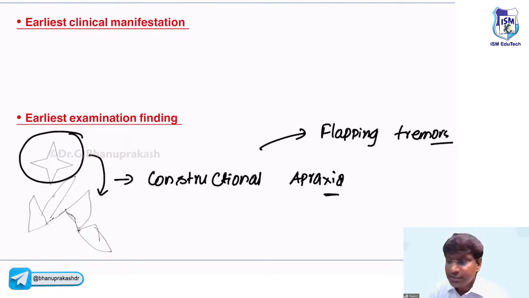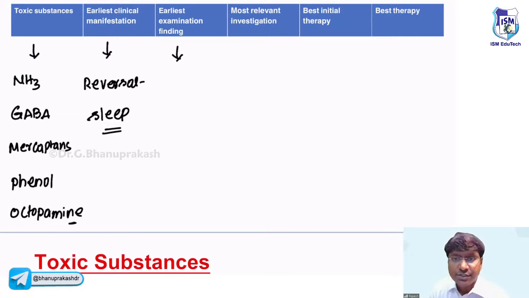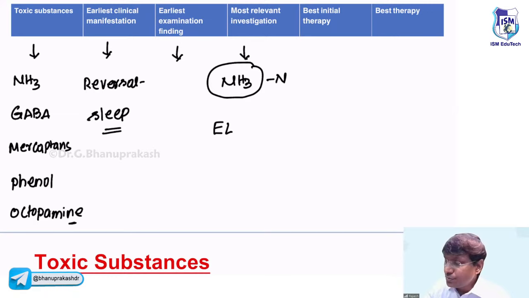And next, what is the most relevant investigation in patients with hepatic encephalopathy? It is your ammonia levels, right? If the serum ammonia levels are normal but you still suspect hepatic encephalopathy, then you need to do the EEG, that is electroencephalograph. That is another important reliable investigation, all right?